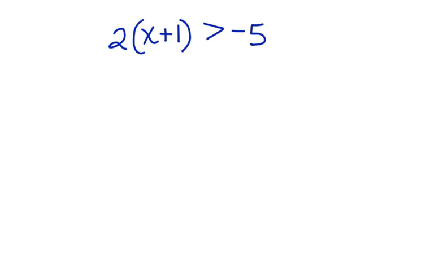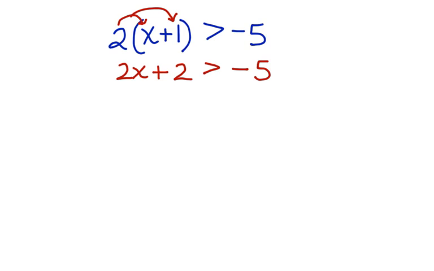Here's one with parentheses. 2 times the quantity x plus 1 is greater than negative 5. First thing we have to do is use the distributive property to get rid of the parentheses. We distribute the 2 by multiplying it by both values in the parentheses. 2 times x is 2x plus 2 times 1, which is 2. And all this is greater than negative 5.